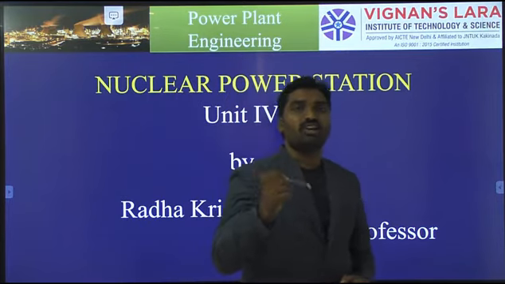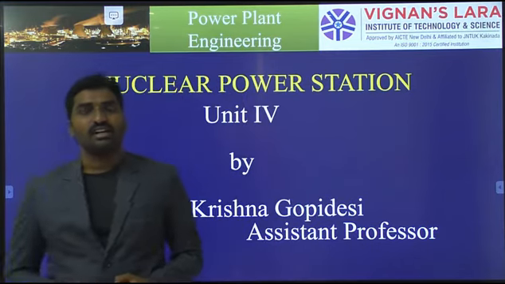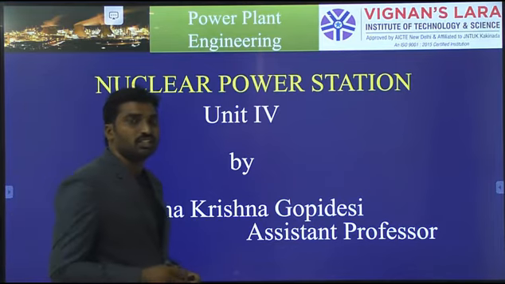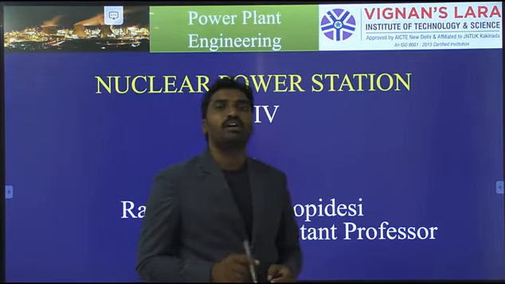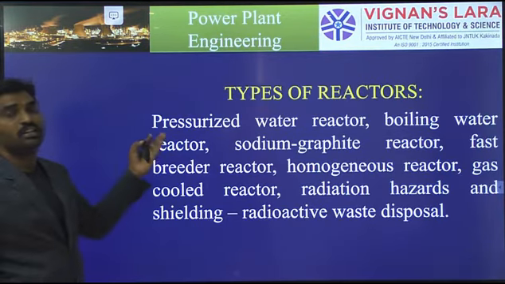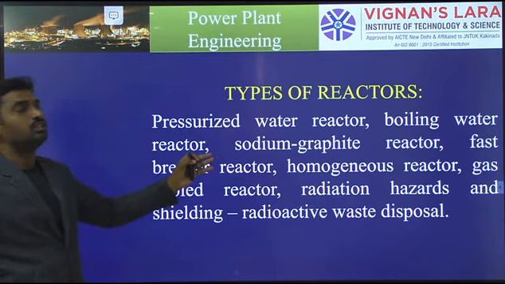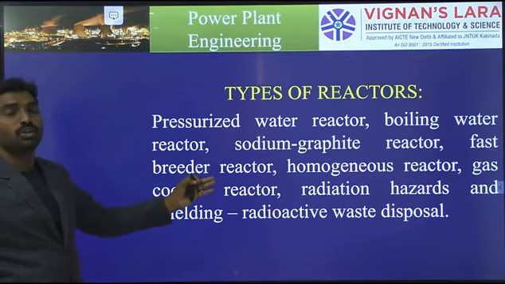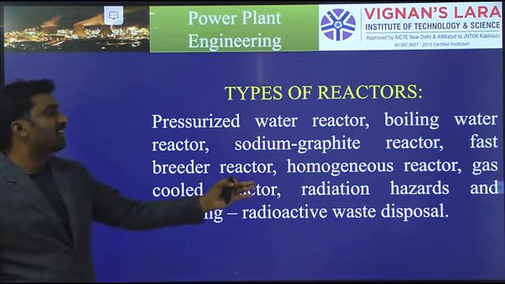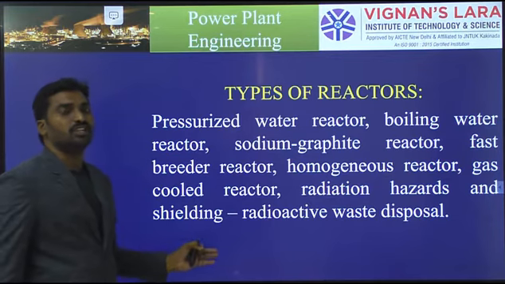Based on the components and the working phenomena, nuclear power plants are again classified into different types. So in the present session we are going to look at the types of reactors. What are the different types of reactors? The main important reactors we generally use are the pressurized water reactor and the boiling water reactor, sodium graphite reactor, gas cooled reactor, radiation hazards and shielding. So these are the concepts here.